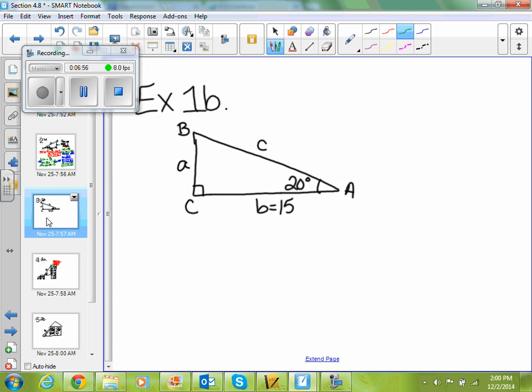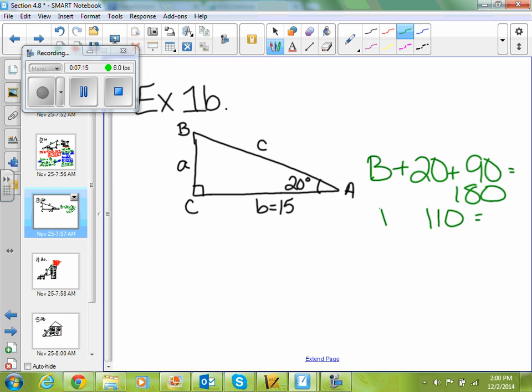Angle B, I know, has to add up with my other angles, which are 20 degrees and 90 degrees, to 180, because all triangle angles have to add up to 180. I know 20 plus 90 is 110. So B plus 110 equals 180. So B would equal 70 degrees. Now I have all my angles because I know one is 20, one is 90, and one is 70. The next thing I have to find is my sides.